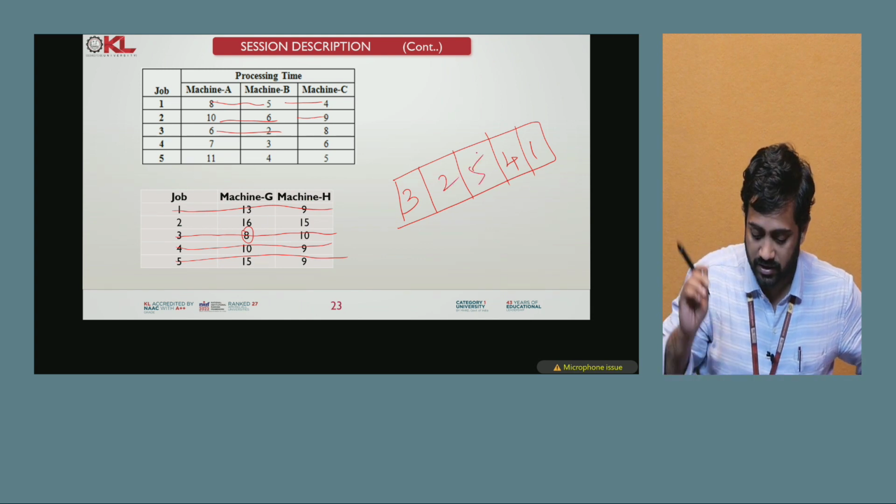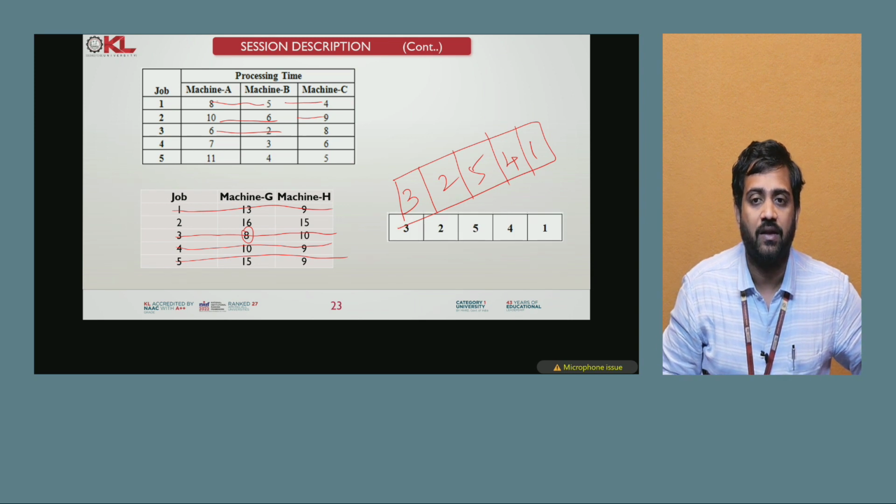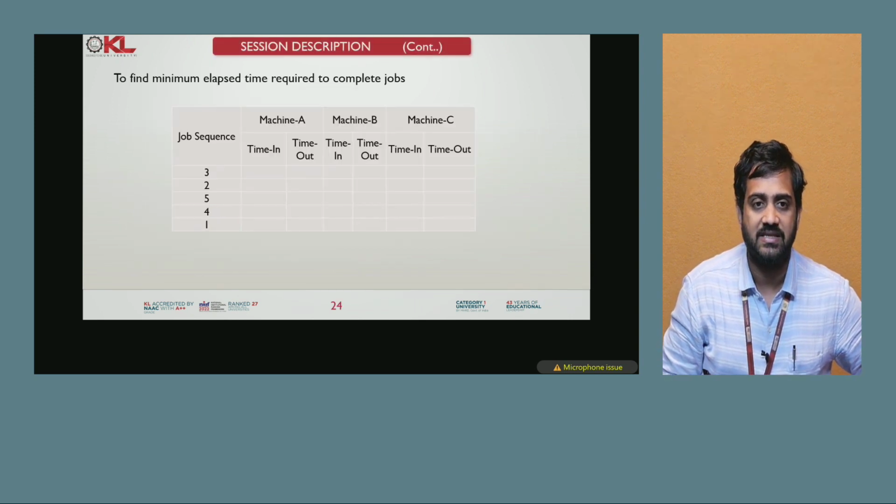Finally we are left with only one, that is 2. See, now the sequence is 3 2 5 4 1. Now take the existing sequence 3 2 5 4 1.